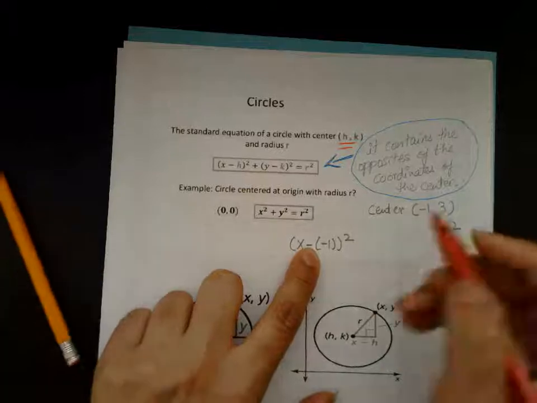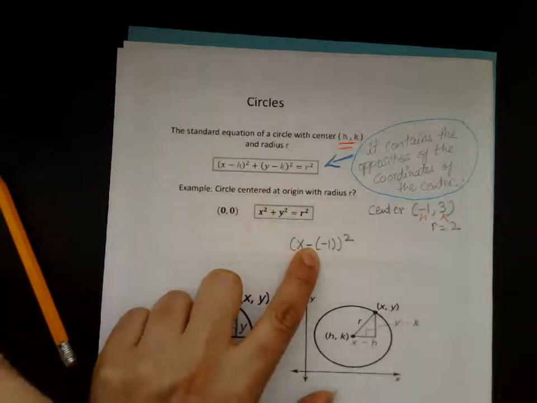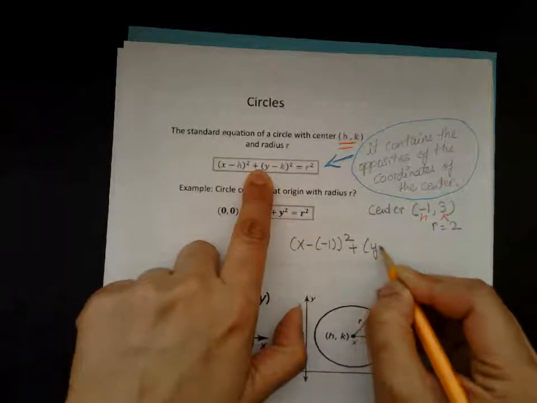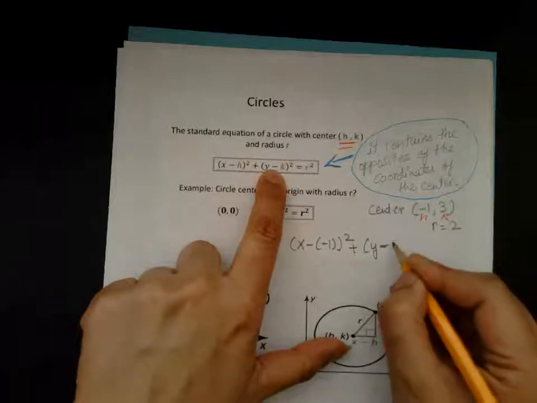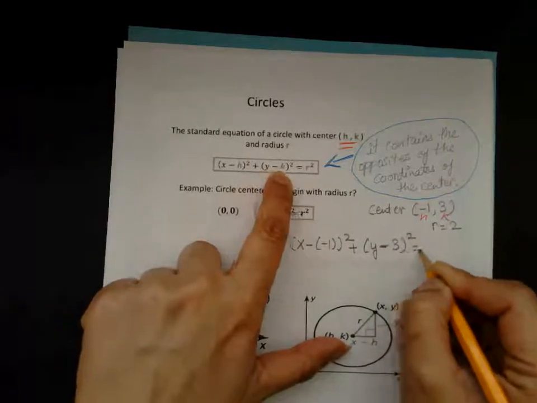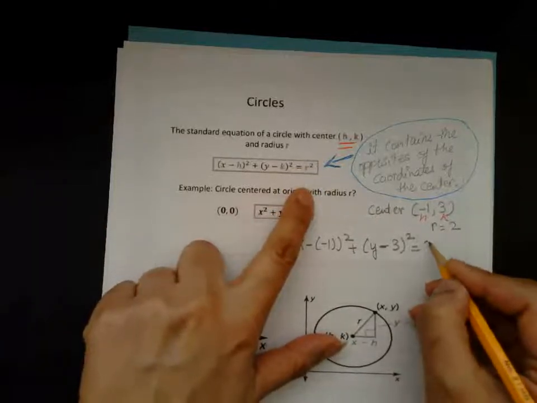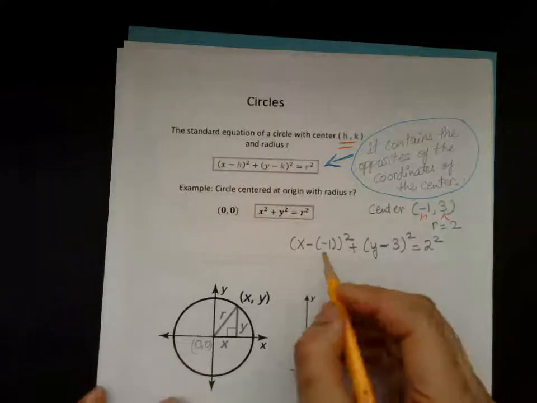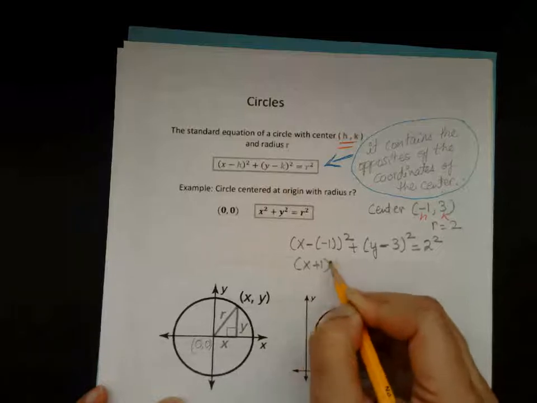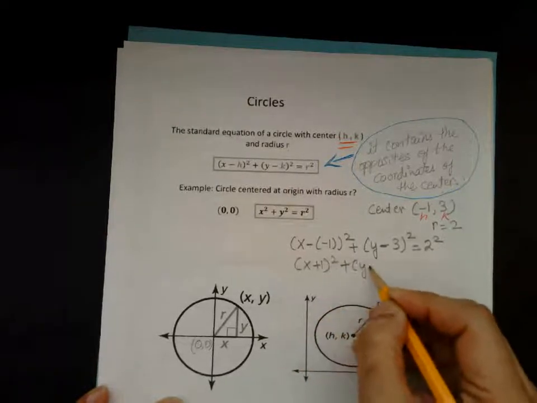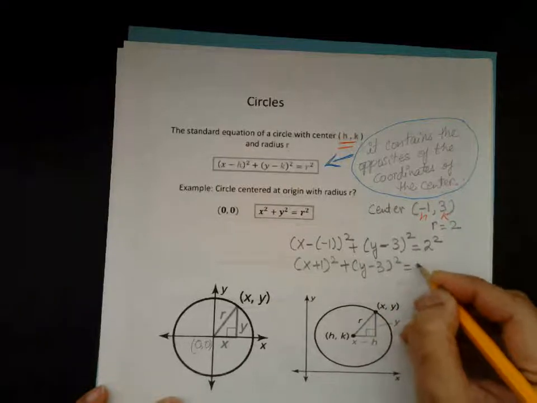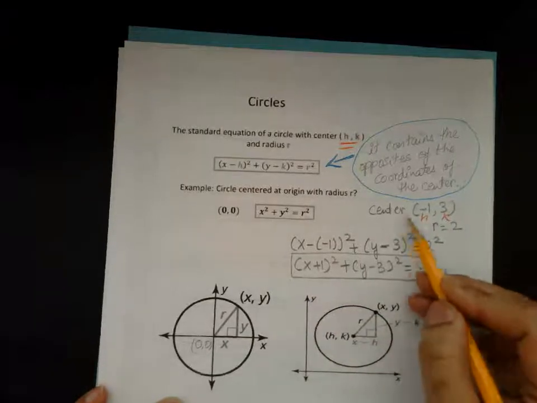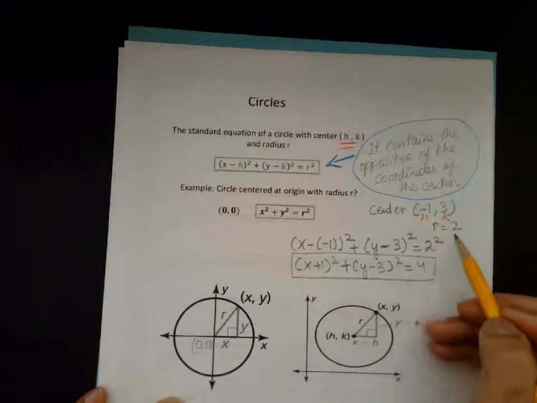This is h and this is k, plus y minus k, which is 3. You can just write 3 squared is equal to radius squared. What is r? 2. 2 squared. If you simplify it, minus and minus will become positive. So (x + 1)² + (y - 3)² = 4. That will be the equation of the circle having the center (-1, 3) and the radius as 2.